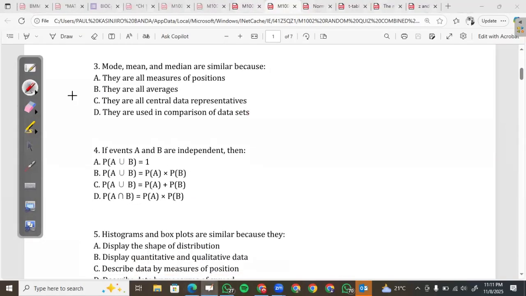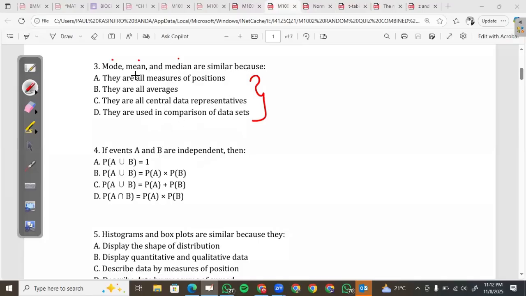Question three, they're saying mode, mean, and median are similar because... So here you have to be very careful because all the answers are sounding correct, but we are trying to look for that best option. A, they are all measures of position. So the median is a measure of position, quite all right, because it's going to point at the position where the middle value is.